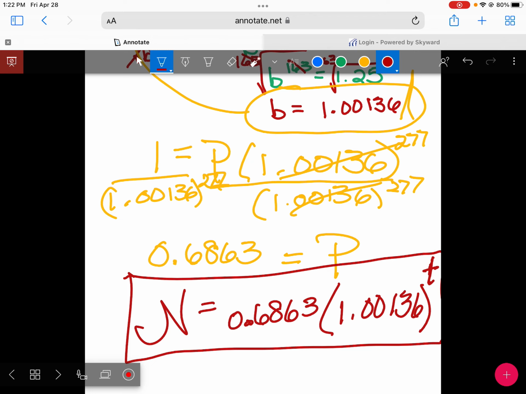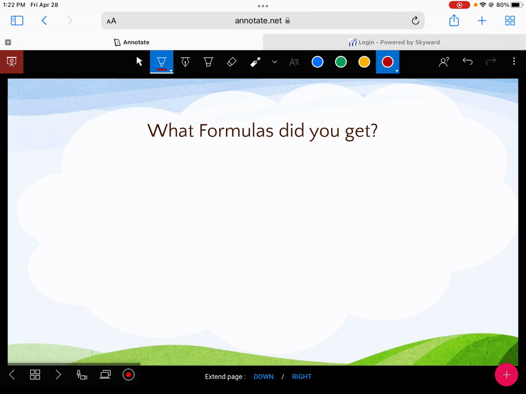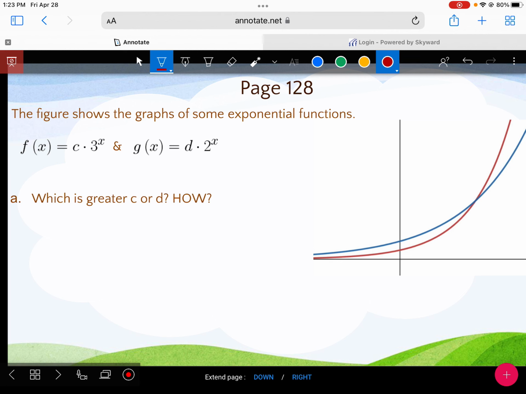Now, let's turn to page, I think it's task 8. Okay, so the formulas, we got that. It says page 128. Is it page 128? Okay. This one, this is important, okay? This is important. So take a look at this.